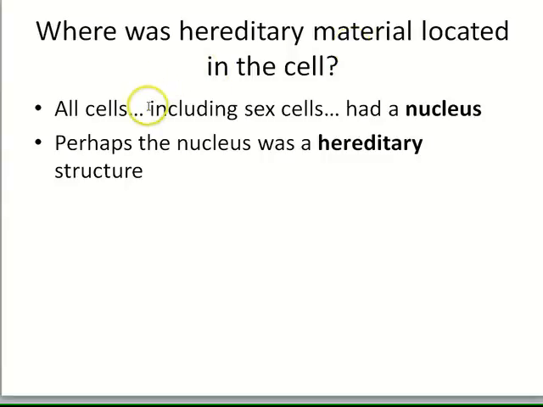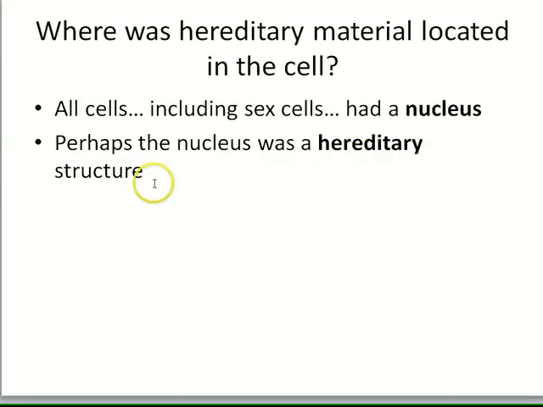Now, in the mid-1800s, biologists were proposing what we'll call the cell theory, that all living things are composed of cells. And when researchers examined cells under the microscope from many different kinds of organisms, they did find a structure present within the cell called the nucleus. Sex cells also had a nucleus, so sperm cells and egg cells had a nucleus. So it raised the question, perhaps the nucleus might be a hereditary structure.